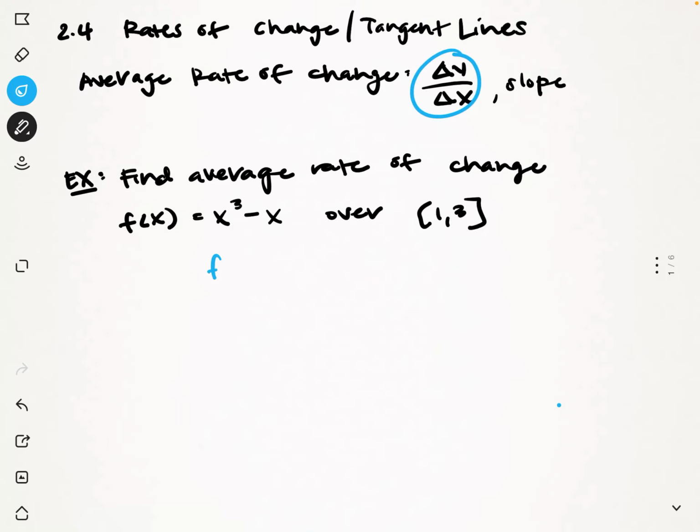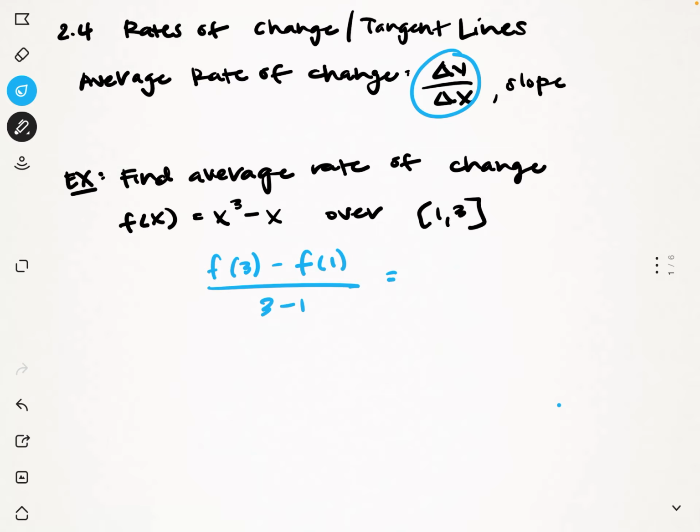So let's do f of 3 minus f of 1 over 3 minus 1. Right, that would represent the change in y because the function tells us our value. So f of 3 minus f of 1 on the top. And then the change in x, because we're going from 1 to 3, is 3 minus 1.